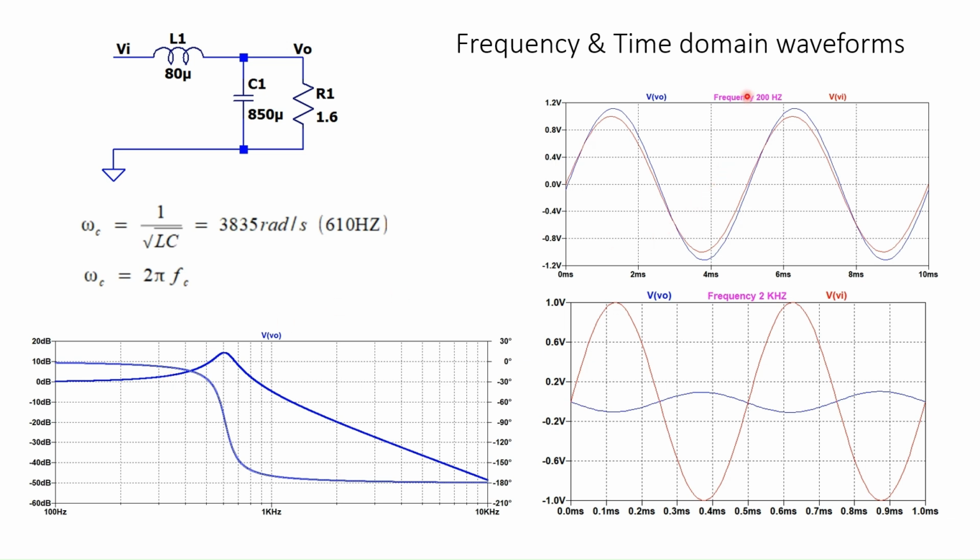So when the 200 hertz waveform is applied, that's the red one, the output is the blue one, and you can see the magnitude is slightly more than the input. The phase at 200 hertz is again here, slightly less than 0, slightly lagging. One can see that the output waveform is slightly lagging the input voltage and the magnitude is slightly higher.